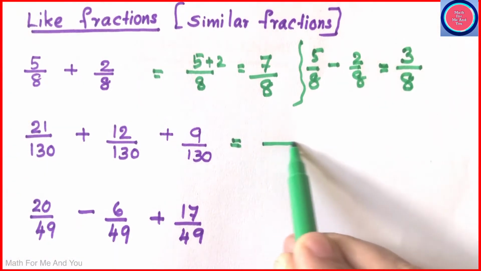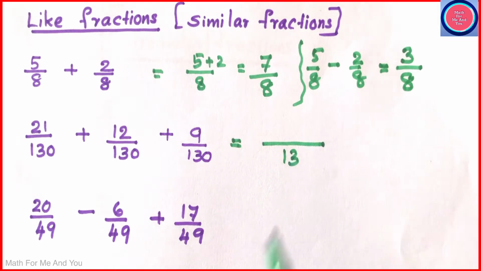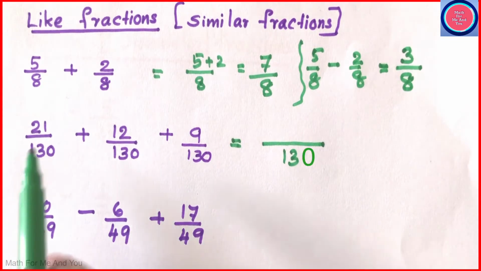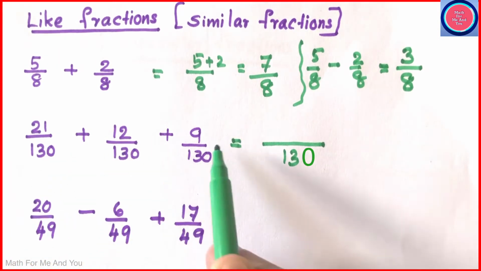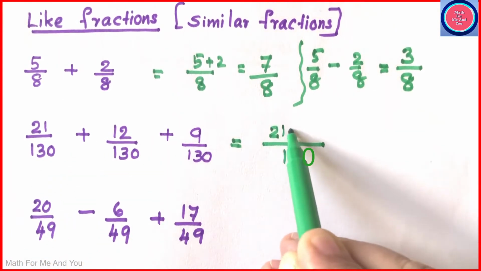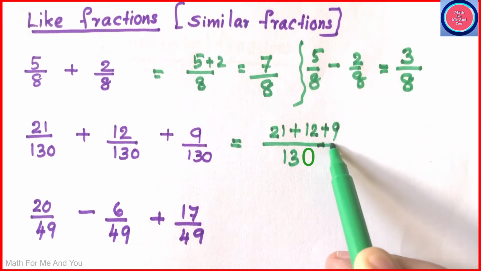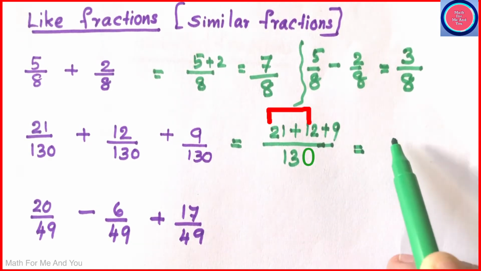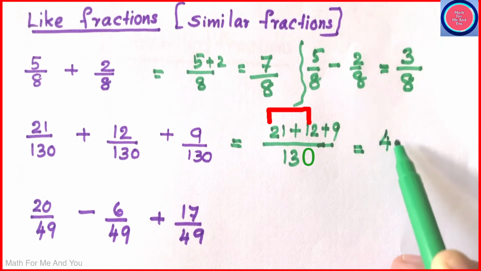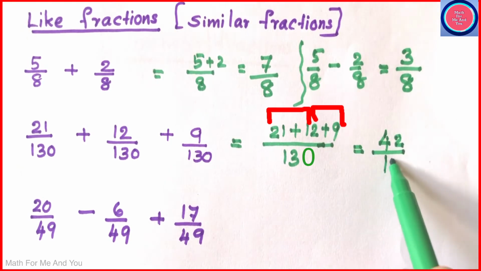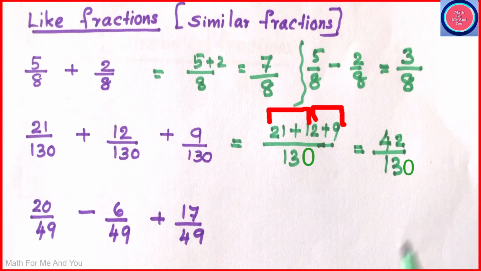Second question. There are 3 fractions but all with the same denominator 130. We write the same denominator 130. And then for the numerators, we find their total. 21 plus 12 plus 9. That's it. What is the answer? We can check: 21 plus 12 is 33, plus 9, 42. Over 130.